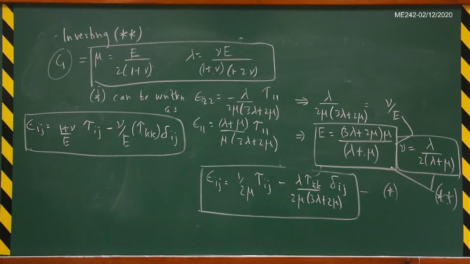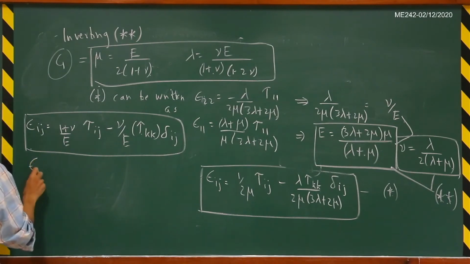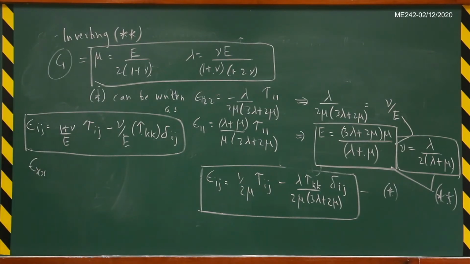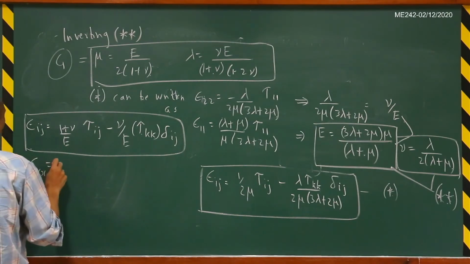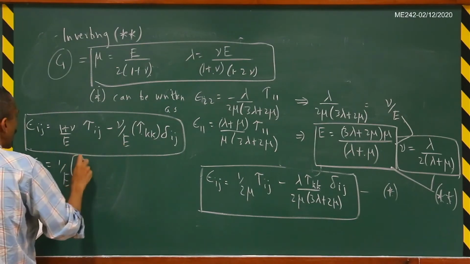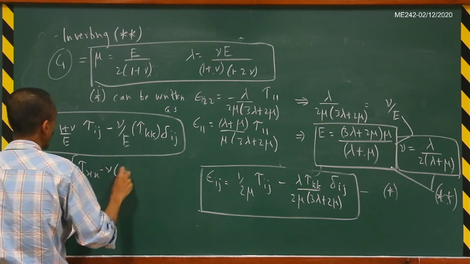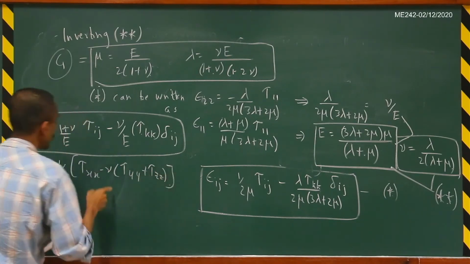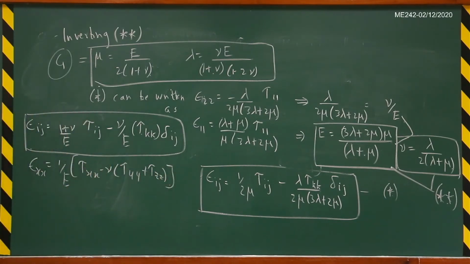Okay, so if I write this in component form, then let us see what I get. I will get epsilon xx, for example. Here I am identifying 1 with x, 2 with y, and 3 with z. Right? So if you simplify this, you will get that epsilon xx is 1 by E times tau xx minus mu times tau yy plus tau zz. So this is the usual relation that you have already studied in your strength of materials, right? So we have now derived this particular relation.